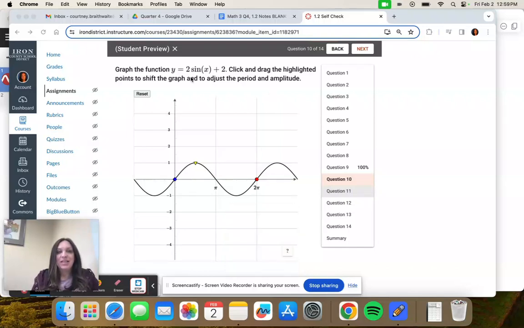Okay, question 10. Now, this is just like our last one. Now it's 2 sine of x plus 2, and we need to move stuff around. So we're starting with a sine graph because that midpoint is 0, 0.